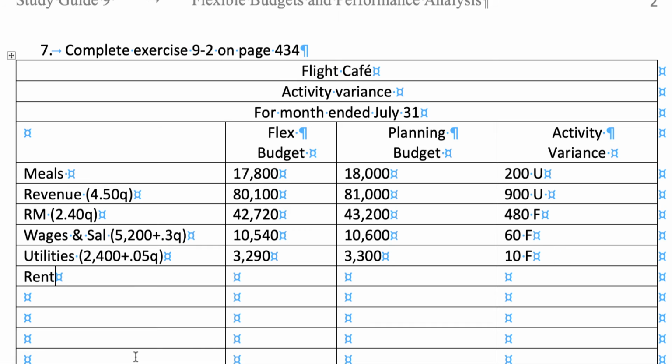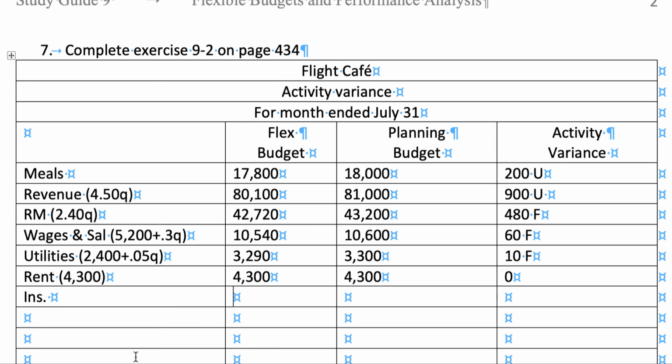Rent, they tell us, is a fixed cost of $4,300. Well, based on actual activity, the cost for rent should remain the same, $4,300. Same thing with the planning budget. That's what we planned for. So there's no difference. There's no variance in rent. Okay. Then we get to insurance.